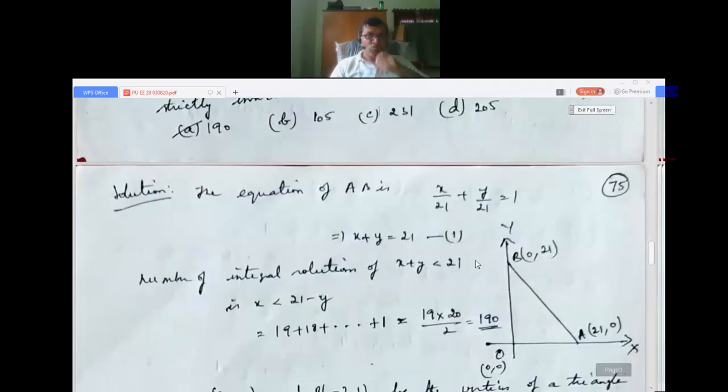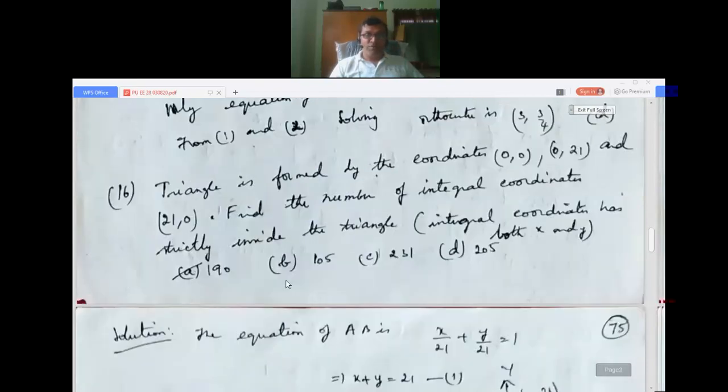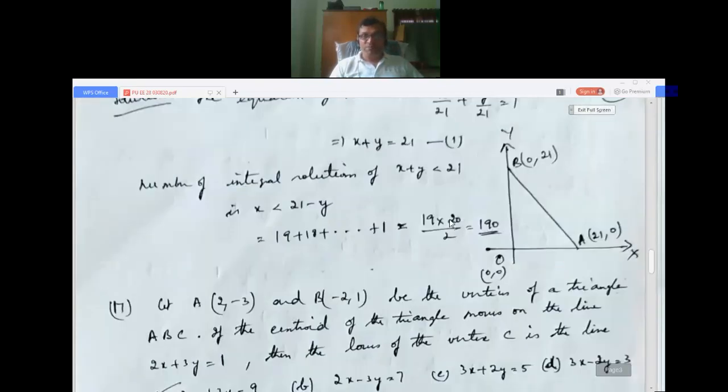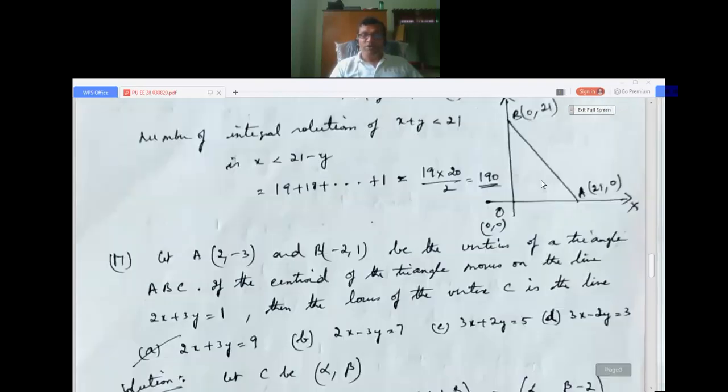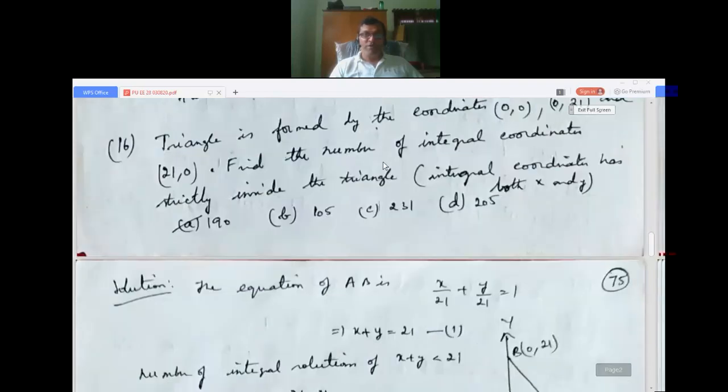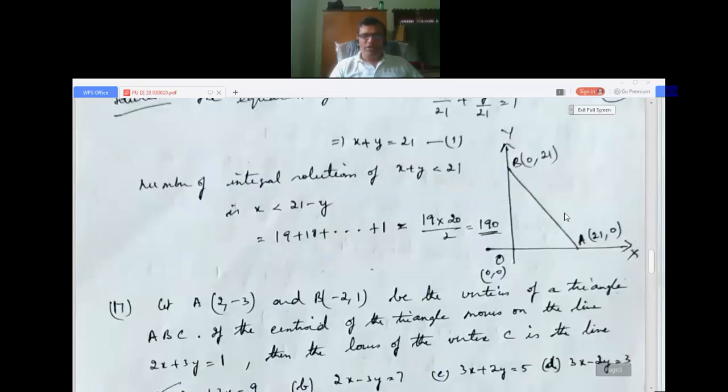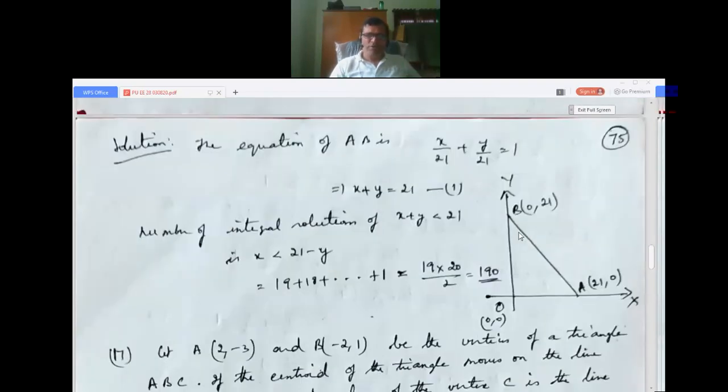Now we draw the triangle. It will be in this way: (0, 0), and I took O, A, B. B is (0, 21) and A is (21, 0). You can take anything, it is the same. Whatever you take, you need not learn it by heart.